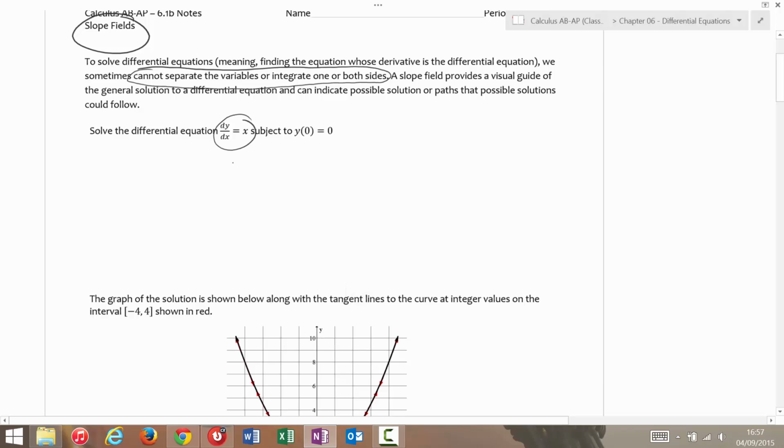So here's an example of a basic separable one. dy/dx equals x. If I separate this out, I get dy is equal to x dx. Integrate both sides, and get y is equal to x squared over 2 plus a constant. And if it says subject to y of 0 equals 0, that would just mean that c would be 0, and I would get y is equal to x squared over 2. And this is occurring when c is equal to 0.